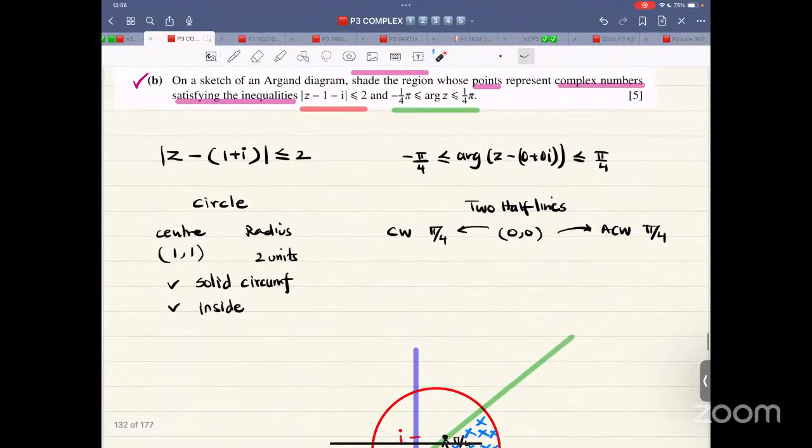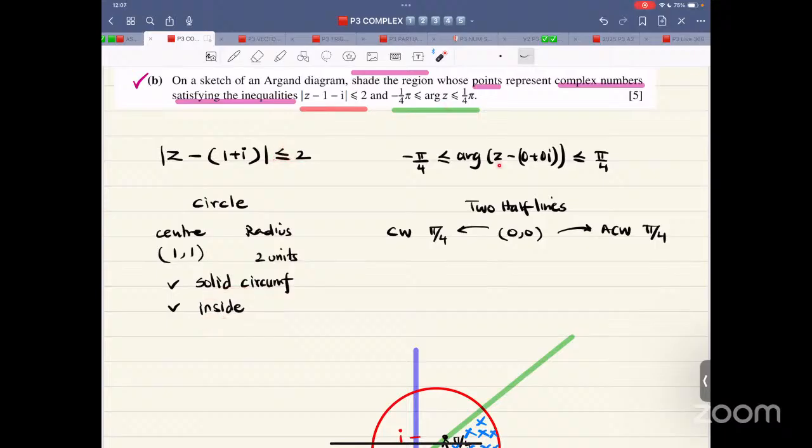On a sketch of an Argand diagram, shade the region whose points represent complex numbers satisfying the inequalities. So now we have this thing. The adjustment is necessary. Let me highlight it. So this adjustment is done. It's a circle. This is the center. This is the radius. Since it's less than or equal, it's a solid circumference and it's inside.